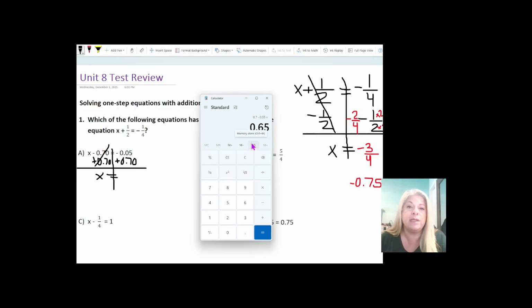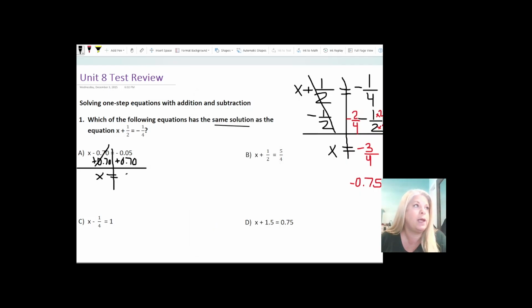And we're going to take the sign of the greater number. So since 0.70 is greater, the 7 in the tenths place here is greater, this would be a positive 0.65, which does not match. I'll erase that actually. It does not match the answer we're looking for. Okay, so we got to keep going.